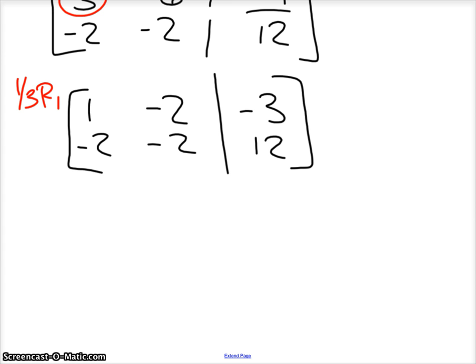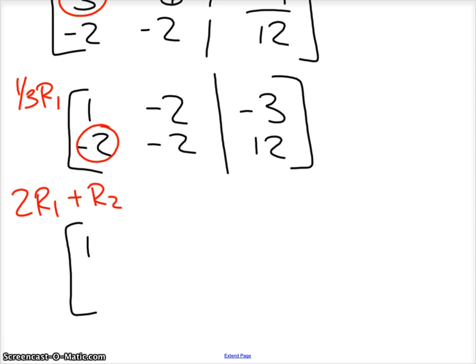Our next step is going to be to get this -2 now to a 0. To do that, we're going to multiply the top row by the opposite of -2, which is 2, and then add that to the second row. So we're going to take 2 times R1 and then add it to R2. Since we only want to change the bottom row, we're going to leave the top row the same. So we're still going to have a 1, -2, and -3.